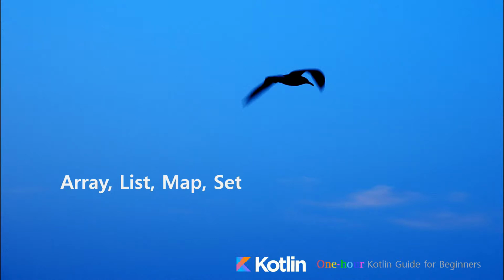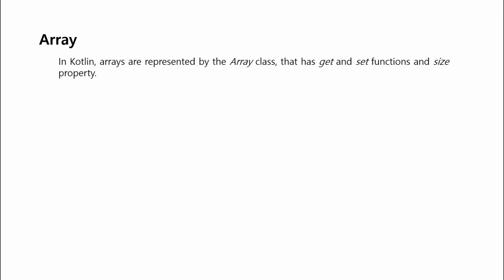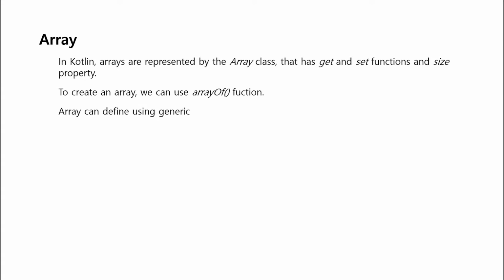Let's talk about collection type data. Kotlin's array class has get and set functions and a size property. To create an array, we can use the arrayOf function. An array created by the arrayOf function can contain all data types, which means the data in an array is declared by an Any type. If you want to create an array for a specific data type, you can use generic types.